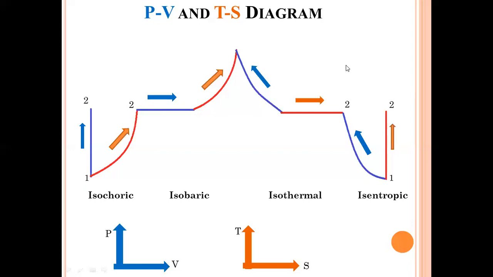This is how the shapes are formed when we plot collectively the PV and TS diagrams for the isochoric, isobaric, isothermal, and isentropic processes. Keep this in mind: the tail of any process is the initial state, whereas the head of any process is the final state of the system. So this is how we can plot the PV and TS diagrams.